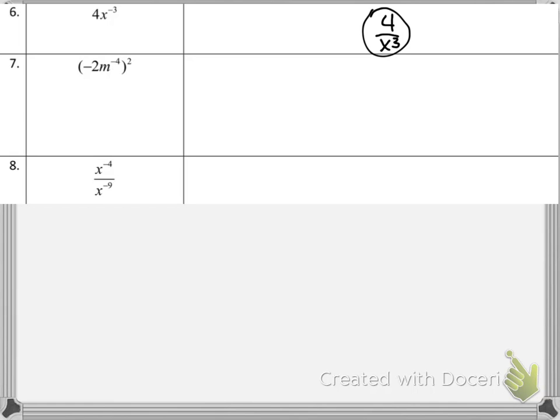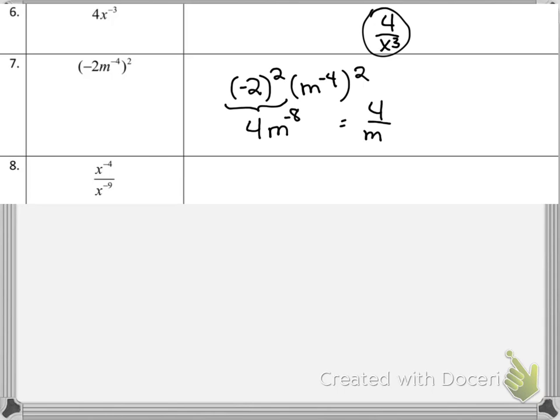In number 7, we need to raise everything to the 2nd power. So we have negative 2 quantity to the 2nd power, and then we have m to the negative 4th quantity to the 2nd power. Negative 2 quantity raised to the 2nd power is positive 4, and then over here with the m, we apply the power rule and multiply our exponents. Unfortunately, we're not quite done because we still have a negative exponent. Therefore, we must rewrite this as 4 over m to the 8th power, and that can be our final answer.